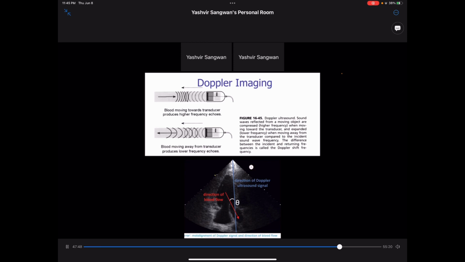Therefore, in Doppler ultrasound imaging, you do the exact opposite. You would want your transducer to be as much aligned with the direction of flow that you want to study. If you are at 90 degrees, you won't catch it. You have to be as close to 0 degrees as possible to the direction of flow.